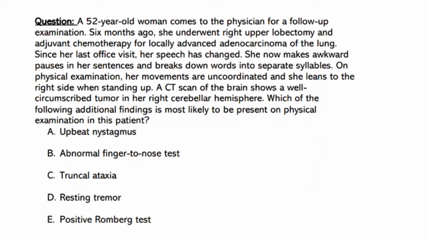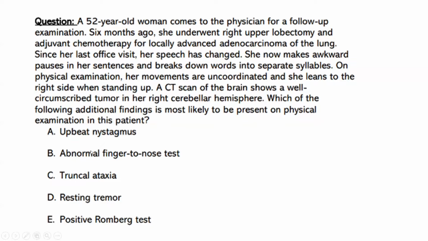Okay, so then the next question. A 52-year-old woman comes to the physician for a follow-up. 6 months ago, she had a right upper lobectomy and then adjuvant chemotherapy for locally advanced adenocarcinoma of the lung. Since her last visit, her speech has changed. She's now awkward with her sentences, and she breaks down words into separate syllables. On physical exam, her movements are uncoordinated, and she leans to the right side when she stood up. A CT scan of the brain shows a tumor in the right cerebellar hemisphere, so they've given us the diagnosis right away. Which of the following is an additional finding that is most likely to be present on physical exam?